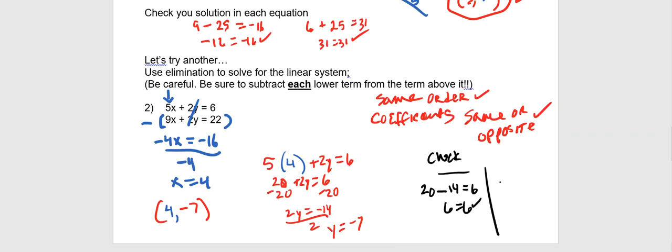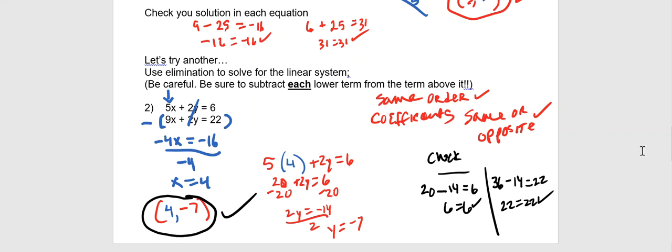We have to do a second check on the other equation. We'll do this again. 9 times 4, 9 times my x value, 36, plus, let's see, 2 times negative 7. Oops, actually, that's going to be plus negative, so we can just say minus 14. Does that give me 22? Yeah, 36 minus 14, 22 equals 22. Check. So once again, we can be happy with the fact that our ordered pair works out to be true.